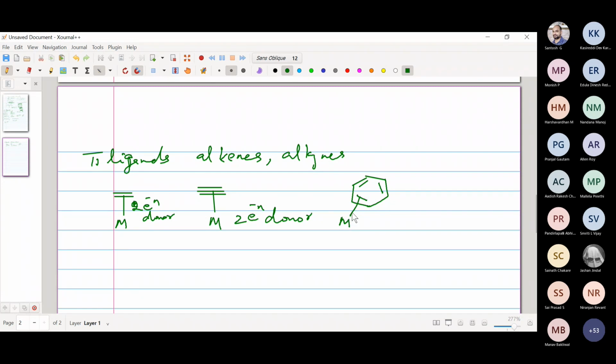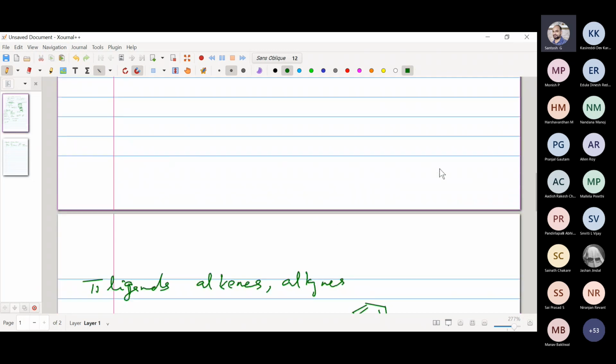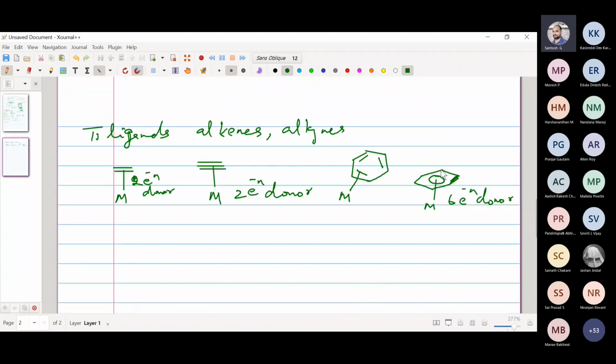Sometimes only two of the pi electrons are donated. These are very rare cases, but in benzene you can find complexes with all 6 pi electrons being donated to a metal. So in this case it's a 6 electron donor. When you study this, it is a new concept. Probably for the first time you are hearing of a 6 electron donor through a single ligand. I will come to the concept of hapticity and explain it much more clearly.